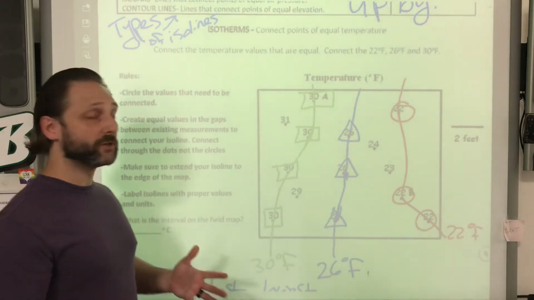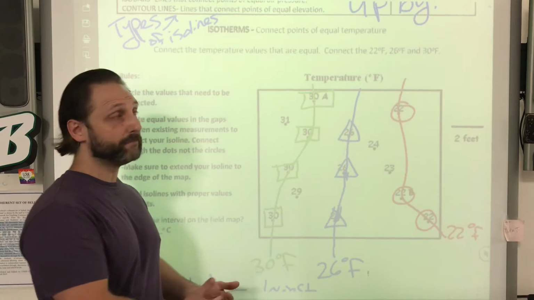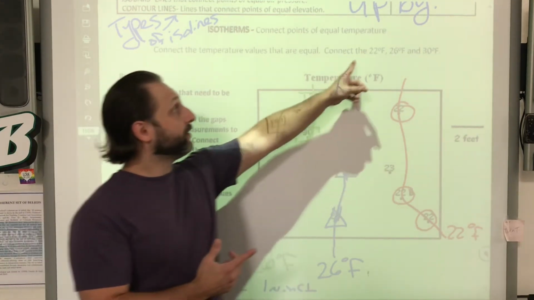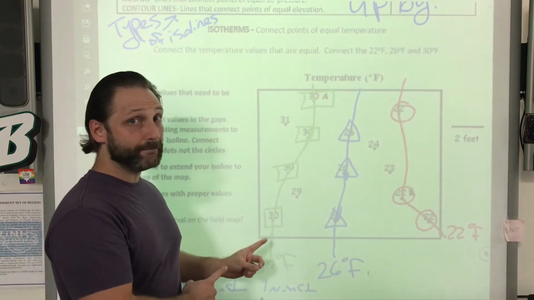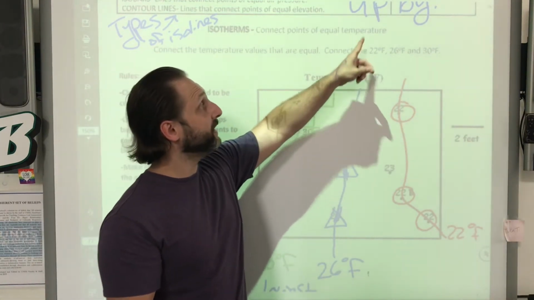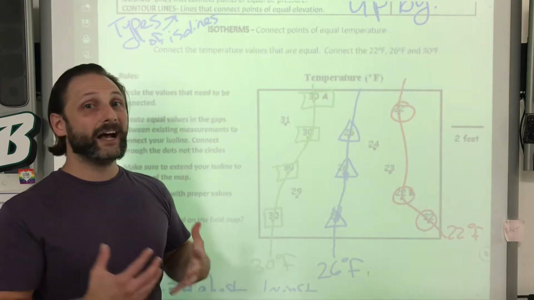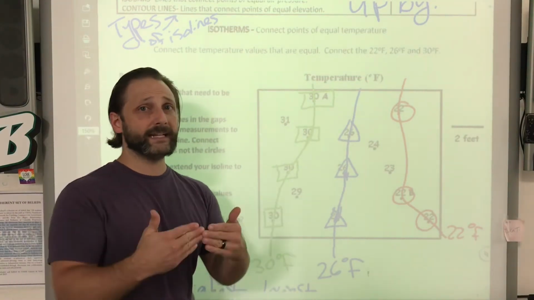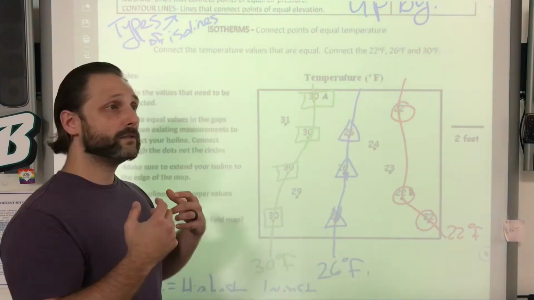So first things first, we have to figure out what values we want to connect together. In this case, I am already identifying the three values with units that need to be connected within my map. So I have 22 degrees Fahrenheit, 26 degrees Fahrenheit, 30 degrees Fahrenheit. I want to connect all those. Think of this kind of like a combination of connect the dots and a maze where you're finding your way through a location.